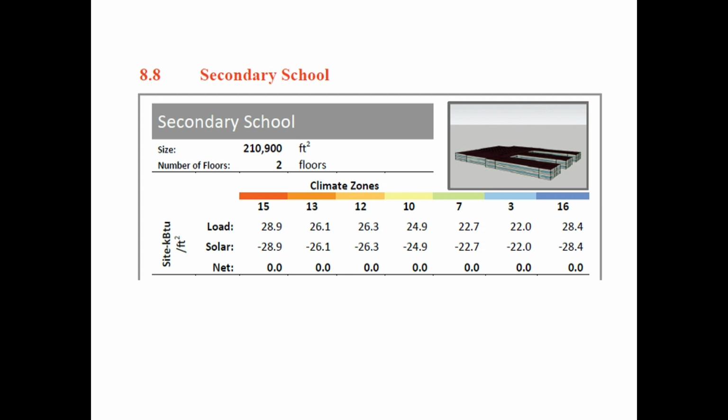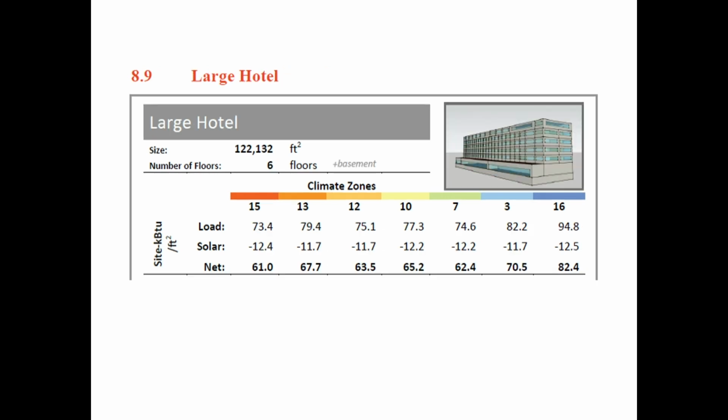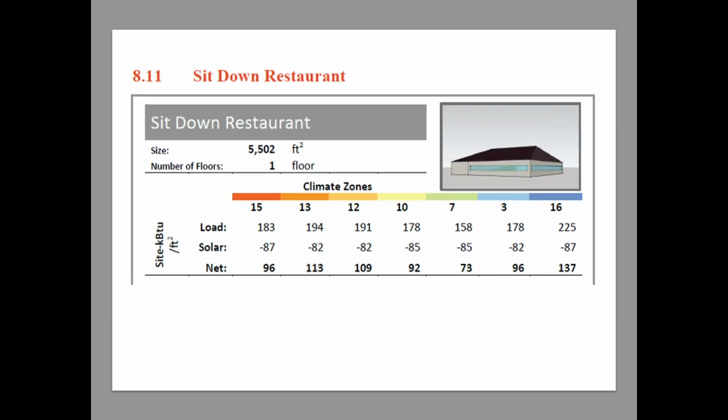So if you've only got a certain amount of roof area, you can get the school to zero net energy relatively easily, but getting the large hotel is another matter. So let's just look at one or two more. Ryan asked, what are some building types that use a lot of energy? Well, look at these numbers.